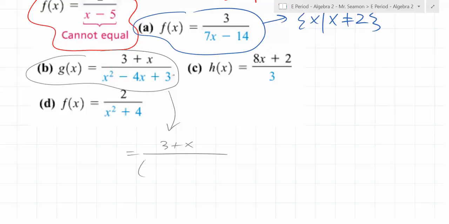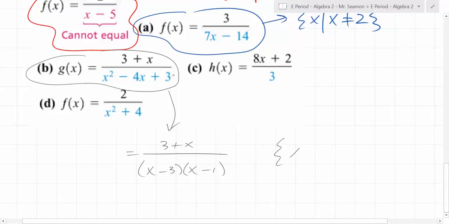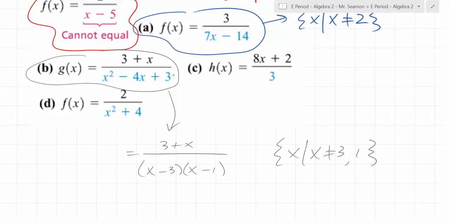Yeah, Harry. X minus 3 times x minus 1. Correct. Nice. So can you tell me what the domain of that function is? Except for 3 and 1. Exactly. Good. You just factored to find the domain of another one. Factoring is something you're going to do first quite often in this section.